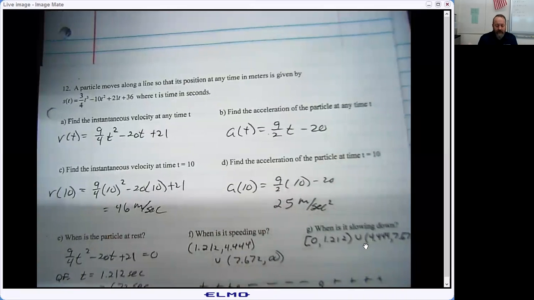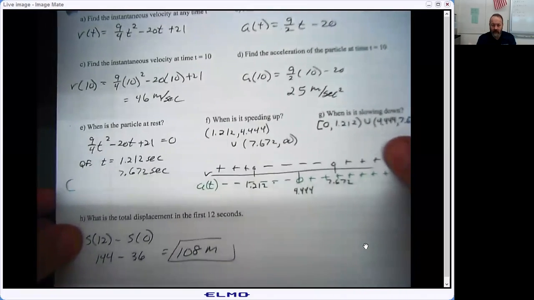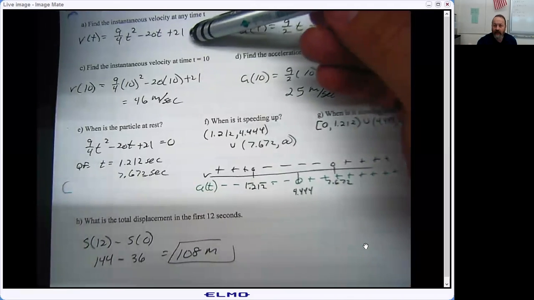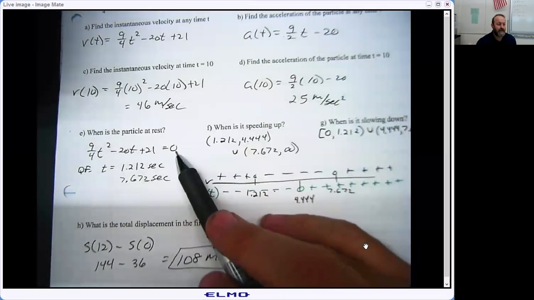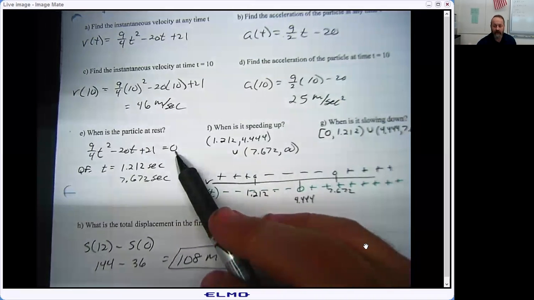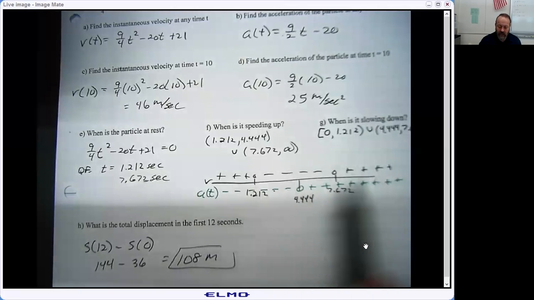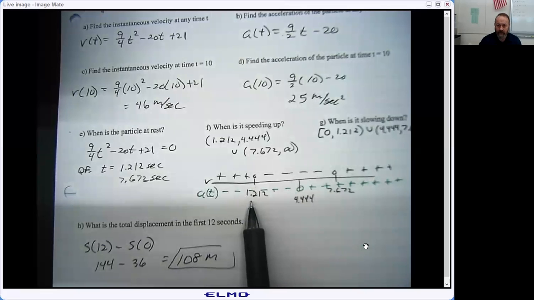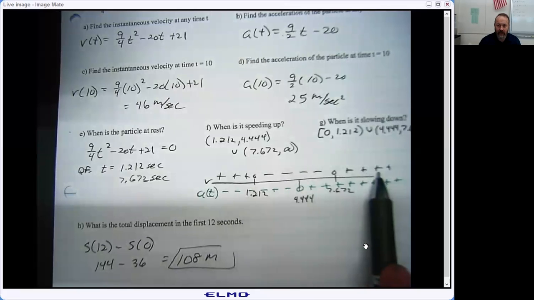But of course, now we have to actually do something with this problem, not just have the big pieces. So a particle will be at rest when its velocity right here is equal to 0. Of course I was super lazy and I used my quadratic formula program on my calculator and made a little map right here. My velocity was positive until 1.212, negative for a period until 7.6, and then positive again.